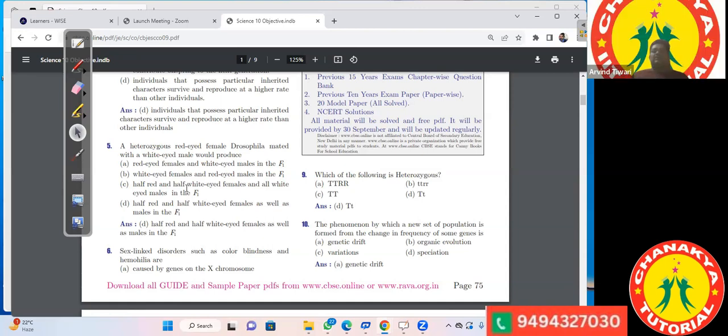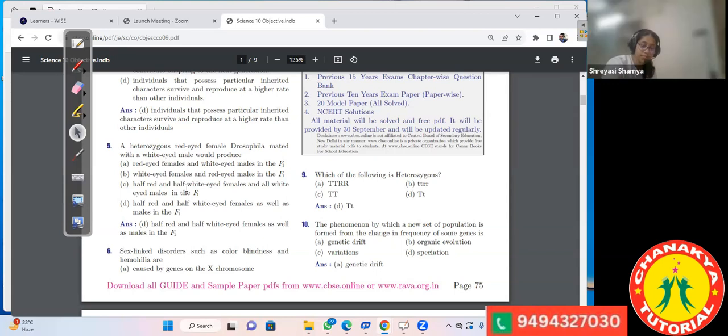So here, the sex-linked disorders such as color blindness and hemophilia, they are caused by genes on which chromosome? On the X chromosome or on the Y chromosome? Since the X chromosome is contained both in the male as well as in the female. Okay, so the answer is option A: they are caused by the genes on the X chromosome.